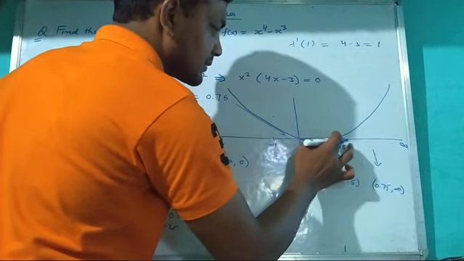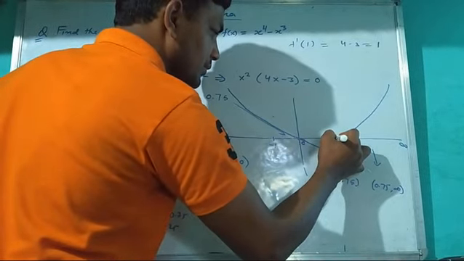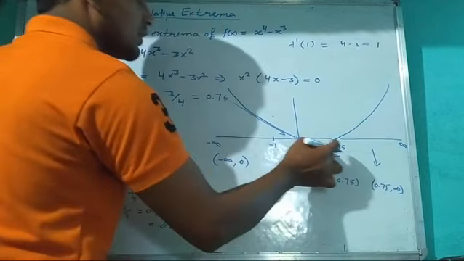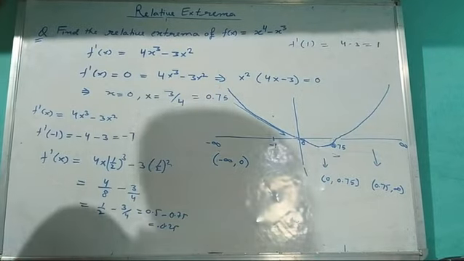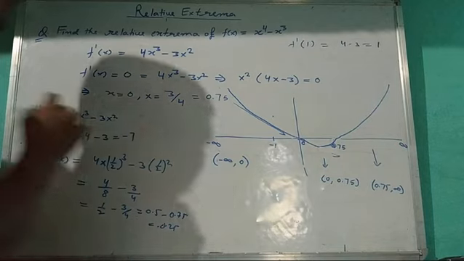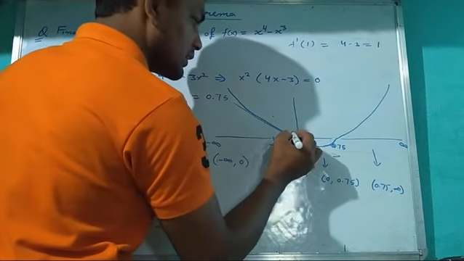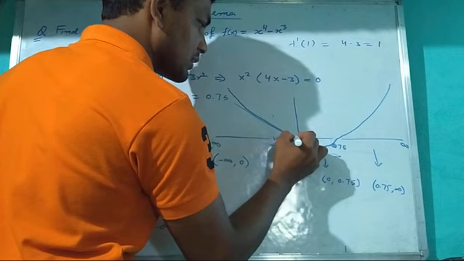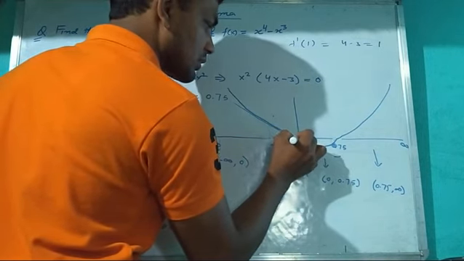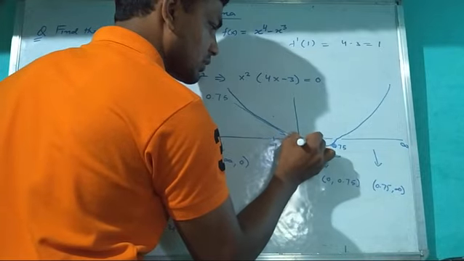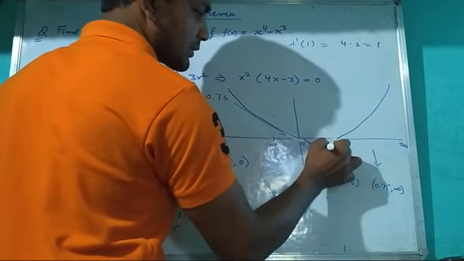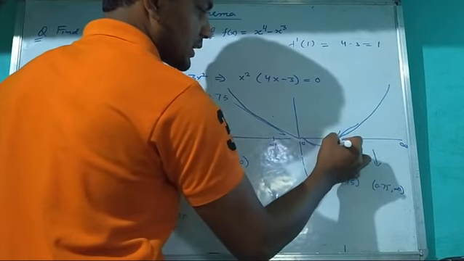The graph is like this. We have basically two critical points, one is 0, the other is 0.75. This is a critical point, and at this point the graph is like this.